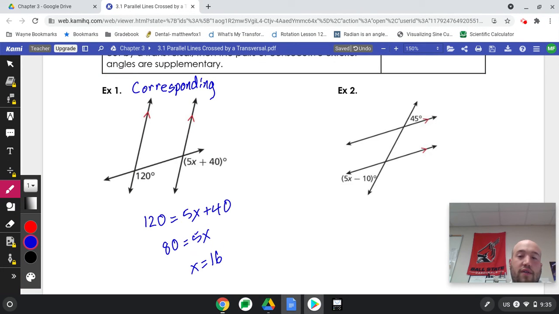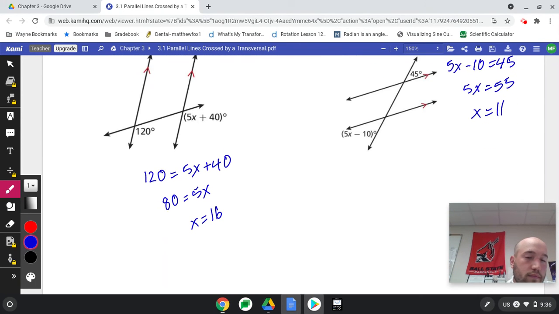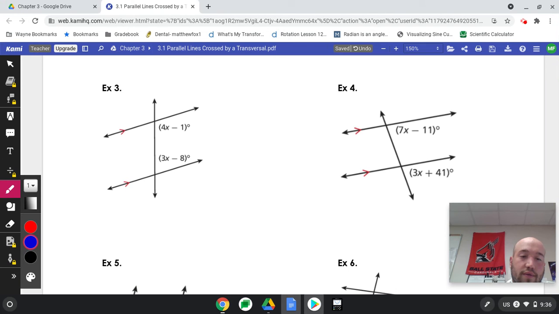Number 2 here. First thing we want to do is decide what the angle relationship is. Notice they're on the outsides, they're exterior. They're also on separate sides of the transversal, so alternate exterior. I'm going to abbreviate that ALT EXT. And we know alternate exterior angles are congruent or equal. We add the 10 over, 5x equals 55, x will equal 11. On to the next one.